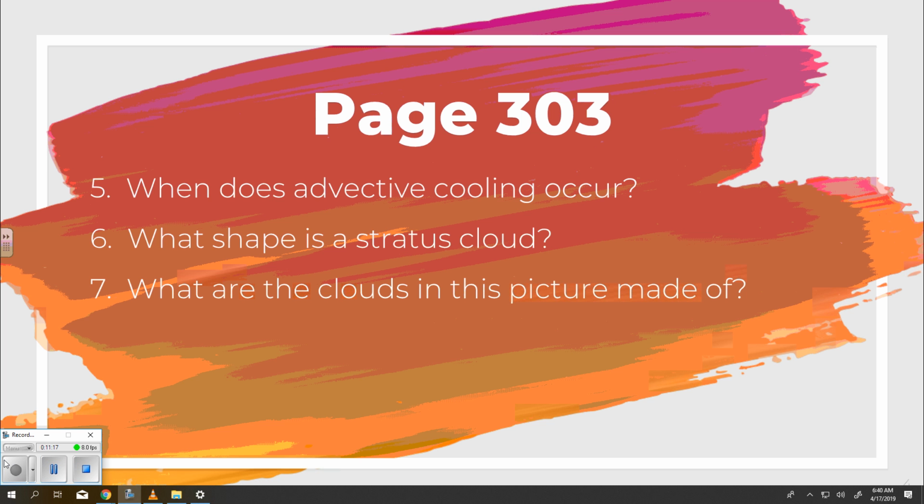Question 6. What shape is a stratus cloud? Thin and flat, sheet-like.